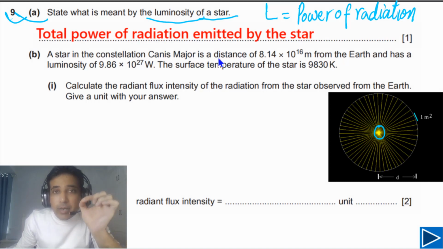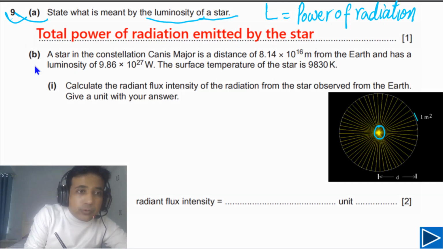This question is a typical question. If there is any question about astronomy in your final exam, it is possible you will see this in your exam. They will ask you to state what is luminosity of a star, so you have to be very clear what is luminosity of a star. Let's move on to part B.